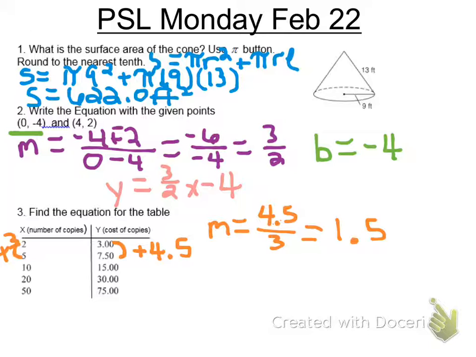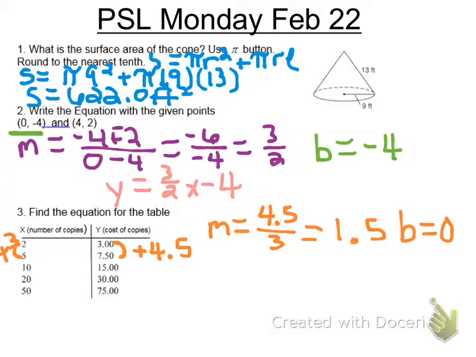Now the tricky part here is, unlike our other tables, it does not have the 0. But we've got to look. We go back 1.50 for every 1. So 1 would be $1.50, 0 would be 0, which also makes sense. 0 number of copies would cost us $0. So our b is going to be 0.